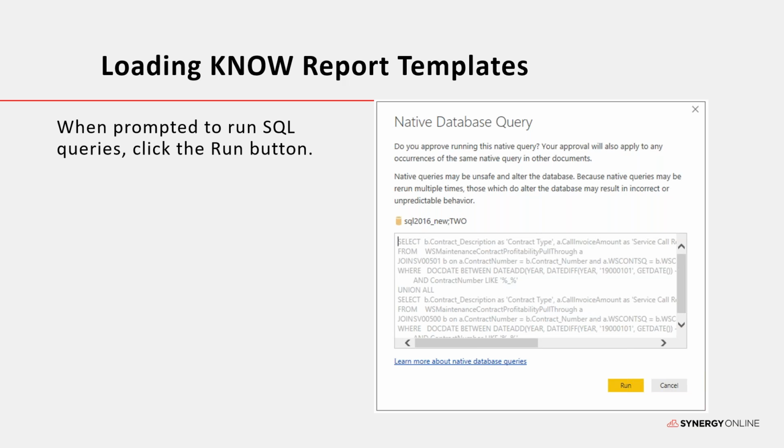Now, when you load the report templates, you will be prompted that several of them use a native database query. So this gets back to making sure that you're not overburdening your server when you're making some of these queries, but you will be prompted by Power BI Desktop that you are going to be running a native database query. Are you sure you want to do this? Just click the Run button and move through.